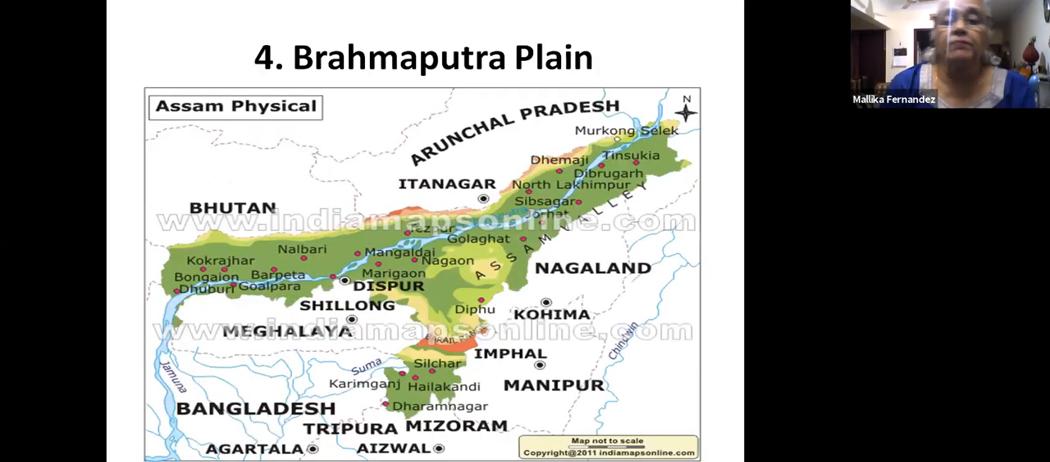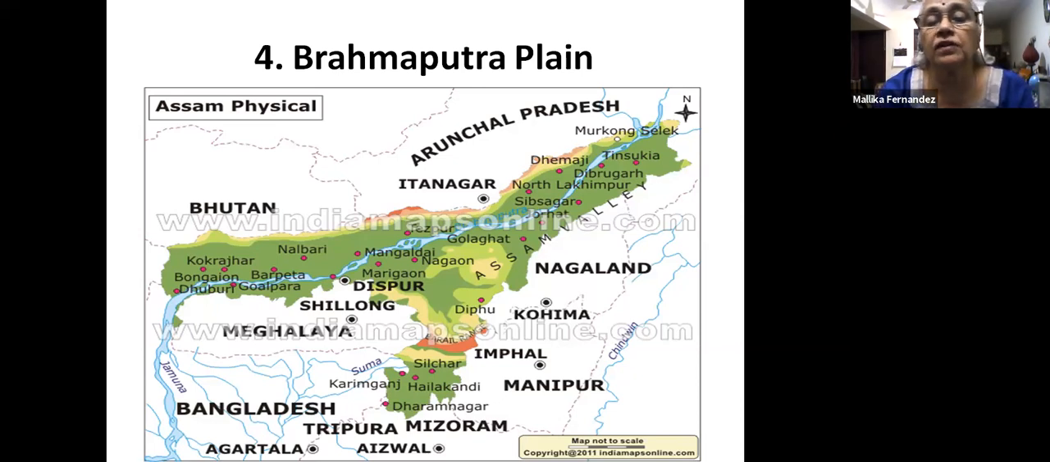Then we move on to the Brahmaputra Plain. Now the Brahmaputra Plain, as you can see, is extremely long, almost 720 kilometers, starting from the Dihang Gorge in the northeast and going right up to a place called Dhubri in the west. Dhubri is a famous place because that's where one of the points of the national waterway is built. Okay, and this is the entire region.